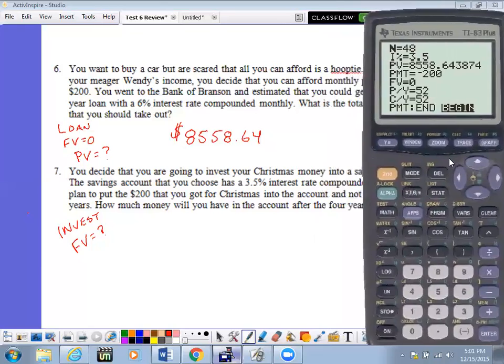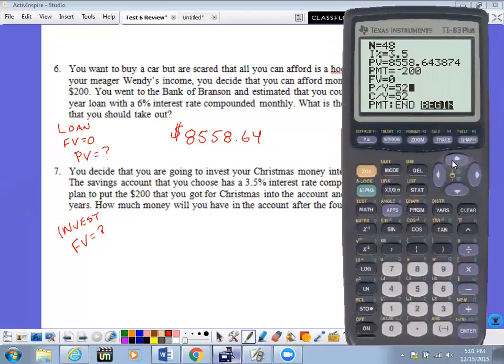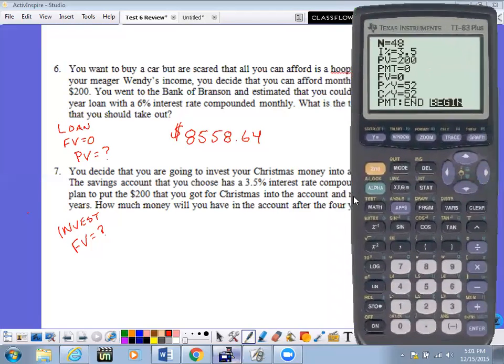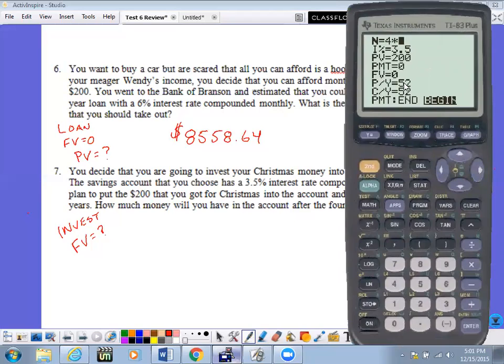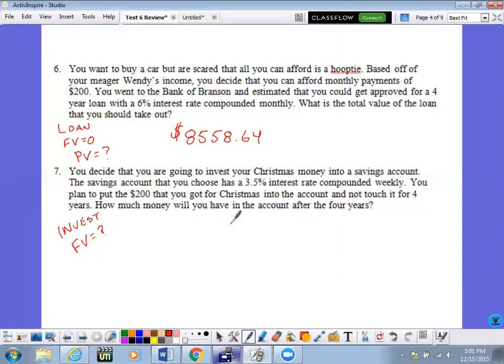Our payments, like we said, in this case, you're not adding any extra money. You have one original payment, but that's actually the present value. So this $200 is going to be our present value. We have our 3.5%. We're not paying any extra money into it. And then we need to change our end value. So it says 4 years, so 4 times how many payments we have per year, 52. And now we can go down here and solve for our future value, alpha, enter, $230.04.